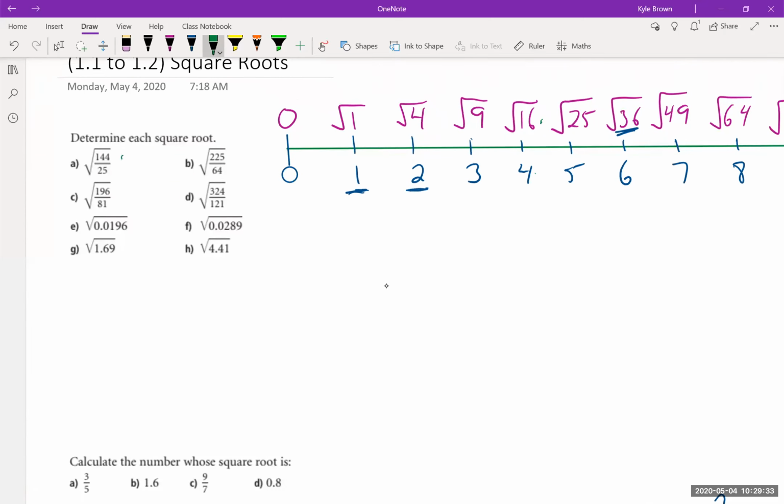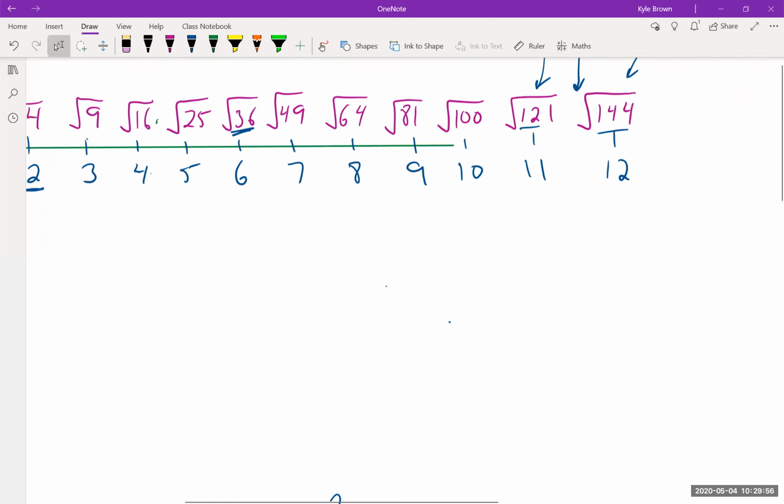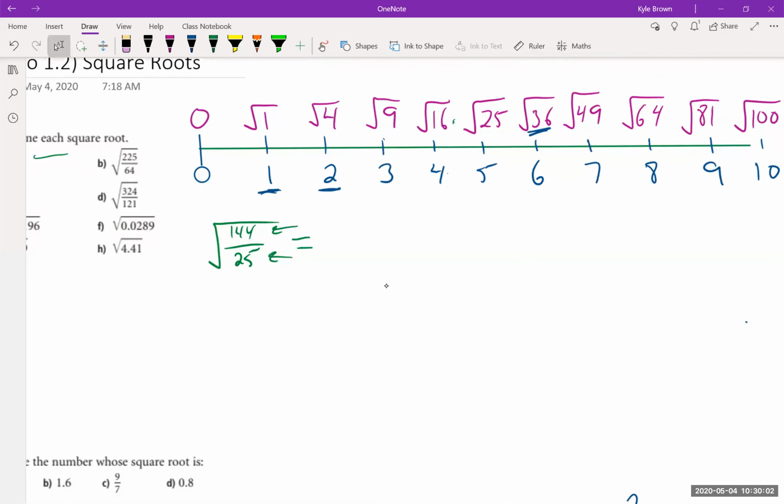But if we do ones with fractions, they're actually not that bad. So if we write this out as 144 over 25, okay, well, all this is going to be is the square root of the top divided by the square root of the bottom. So the square root of 144, it's even on my number line. Oh yeah, there it is. 144, the square root of that is 12, because 12 times 12 is 144. So the top here is just 12. And then over, the square root of 25 is 5. And that's it, there's your answer. That's the square root of this one.